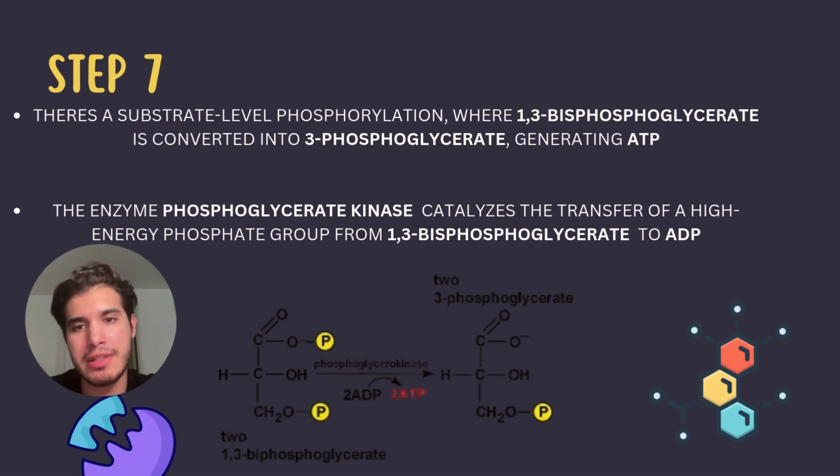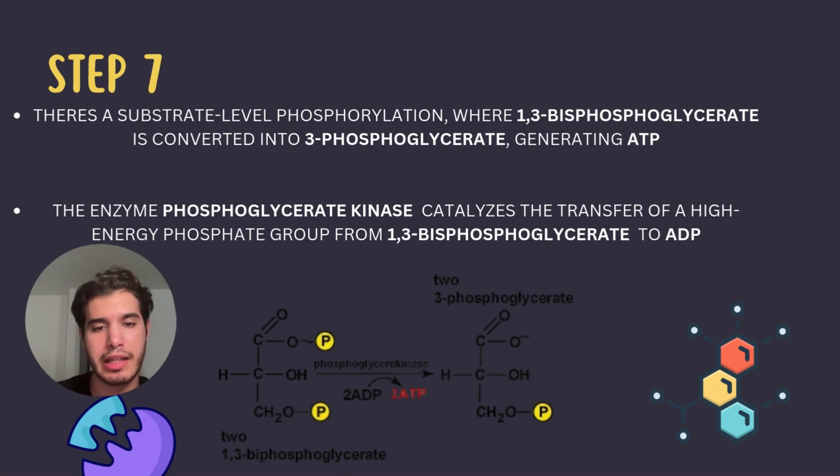During the seventh step of glycolysis, the enzyme phosphoglycerate kinase transfers a high energy phosphate group from 1,3-bisphosphoglycerate to ADP, forming ATP and 3-phosphoglycerate. This is where ATP is produced for the first time in glycolysis, helping to recover the ATP used earlier.